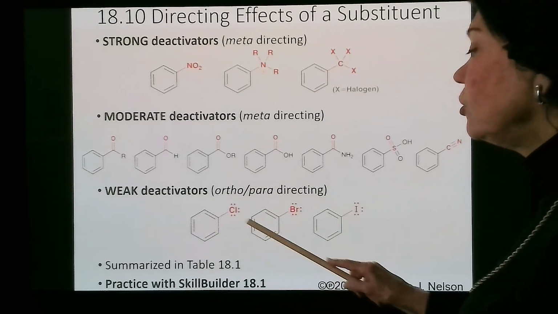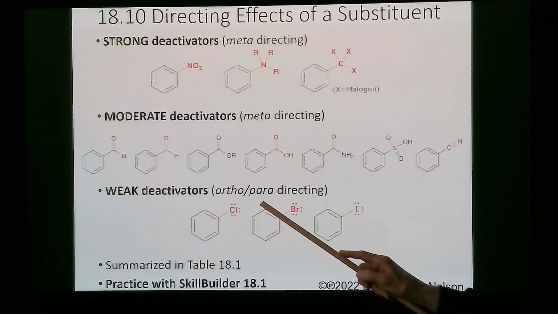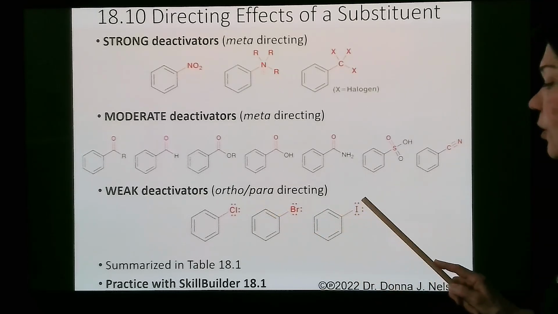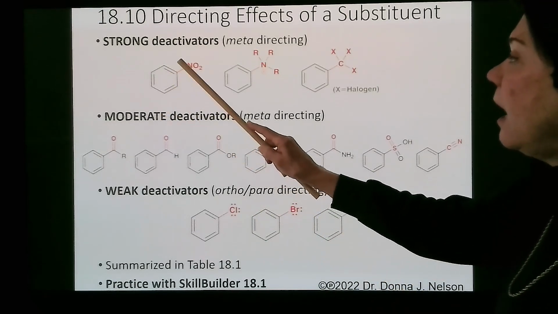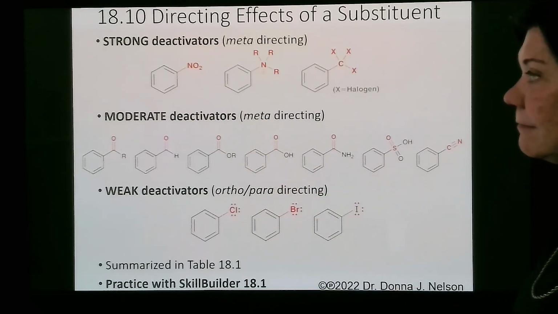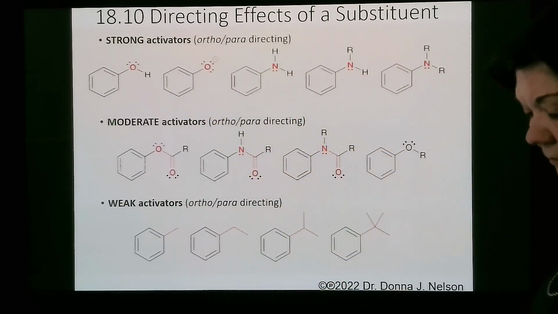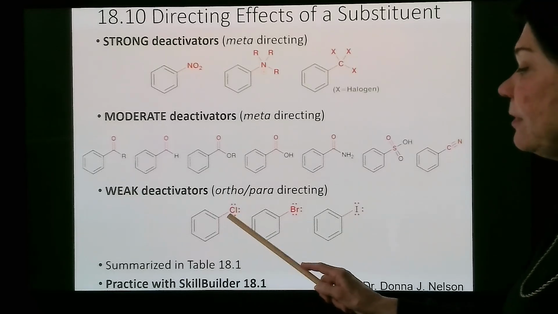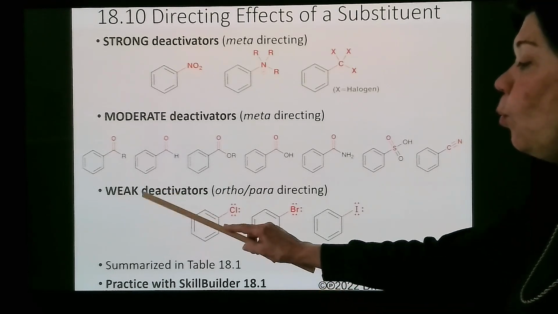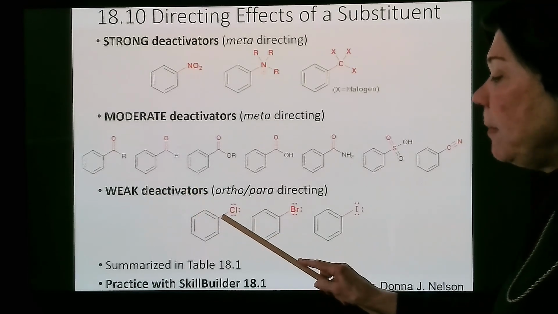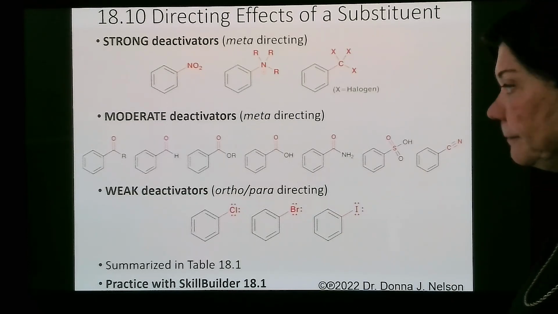So the halogens are all deactivators, and yet, since they have the non-bonding electrons, which can be donated into the ring, just like these, these will be ortho-para directing, and yet they will be weak deactivators because they withdraw so much electron density through the sigma system.